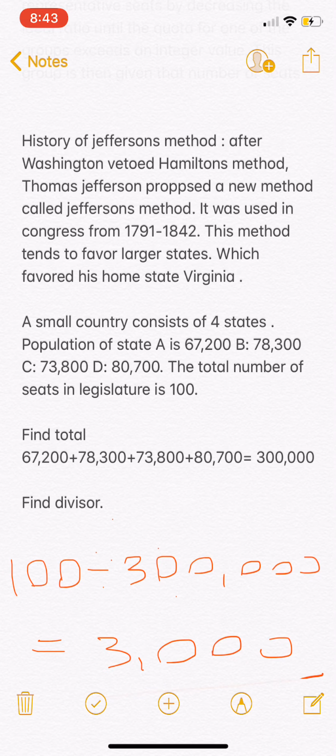Some history on the Jefferson's method. After Washington vetoed Hamilton's method, Thomas Jefferson proposed a new method called Jefferson's method. It was used in Congress from 1791 to 1842. This method tends to favor larger states, which favored his home state, Virginia.